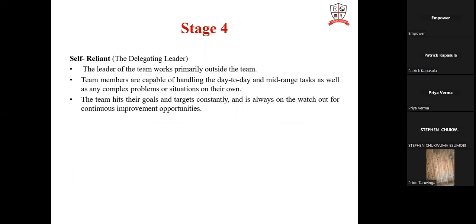Finally, the fourth stage, the self-reliant stage. At this stage, the leader of the team works primarily outside the team. The team members are capable of handling the day-to-day and mid-range tasks, as well as any complex problems or situations on their own. The team hits their goals and targets constantly and is always on the lookout for continuous improvement opportunities.